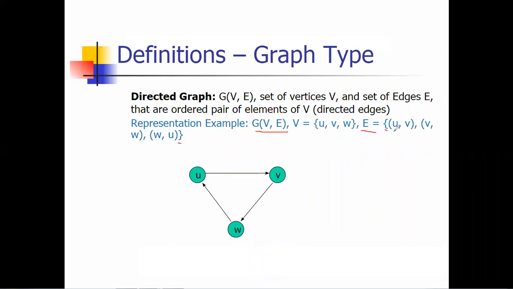We write in the first round bracket (u, v), meaning u is going to v. The order should be maintained. We cannot write (v, u); it's not allowed in one direction. I hope everyone agrees. So that's why in a directed graph the order should be maintained. Okay, so u is pointing to v, v is connected to w, and w is connected to v. So this diagram represents the direction, or the representation of a directed graph. It should be in order.